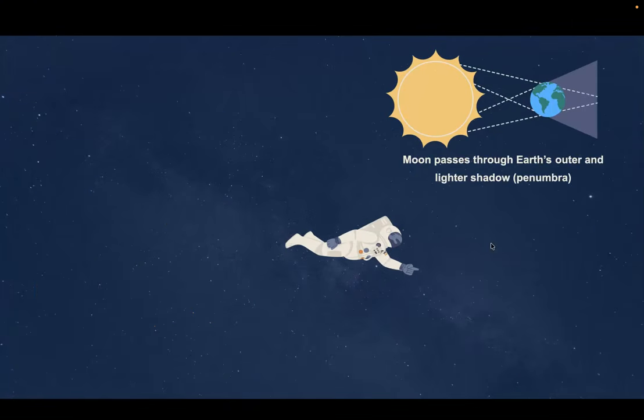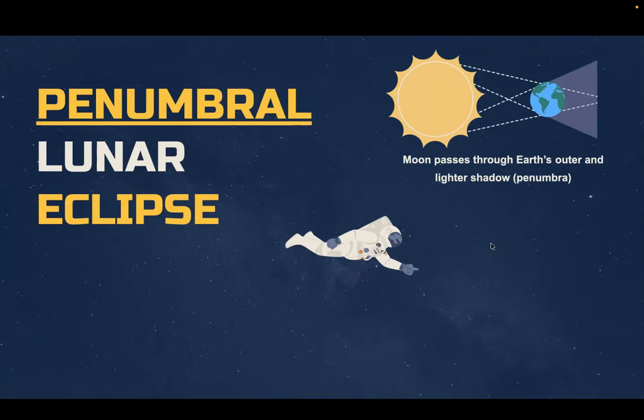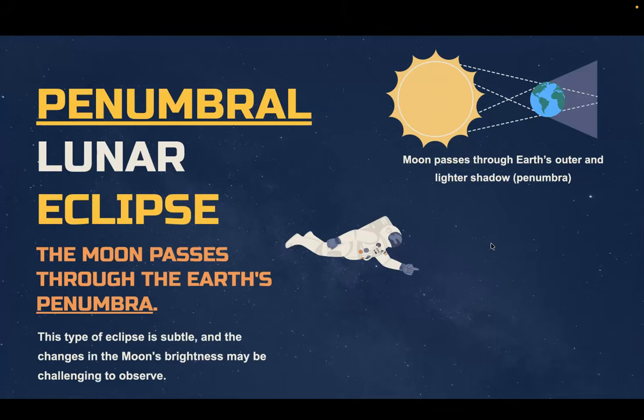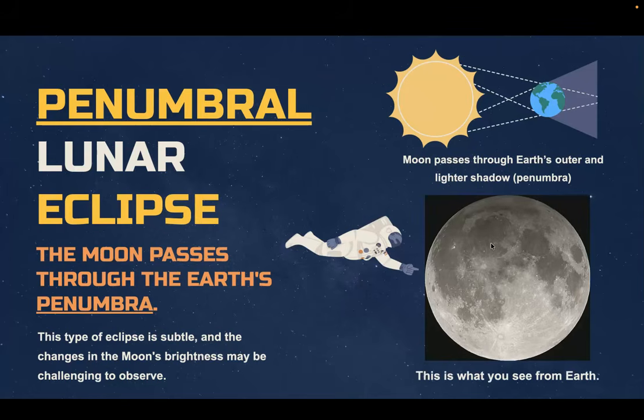The next type of lunar eclipse is called a penumbral lunar eclipse. This is when the moon passes through the Earth's penumbra. So the partial lunar eclipse is when the moon passes into the Earth's umbra. A penumbral lunar eclipse is when the moon passes through the Earth's penumbra. This type of lunar eclipse is very subtle. It's not very obvious, and the changes in the moon's brightness are challenging to observe from Earth.